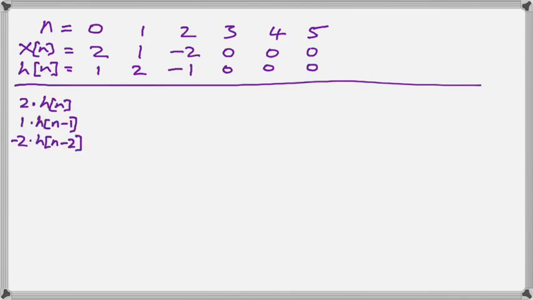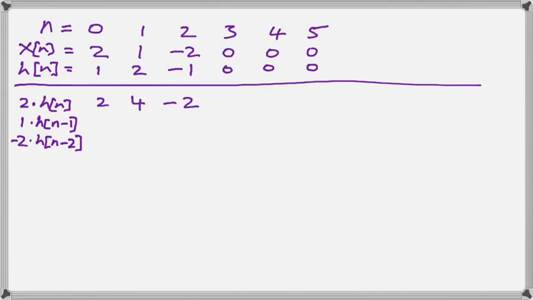Notice what I have done on the left-hand side. I have written down the three values of x[n], 2, 1, and -2, multiplying the h[n], but I've shifted the h[n] right after each row. So we start with h[n], we shift it 1, and then we put another row, and we shift it 2, and we put another row. So how does that work out in practice?